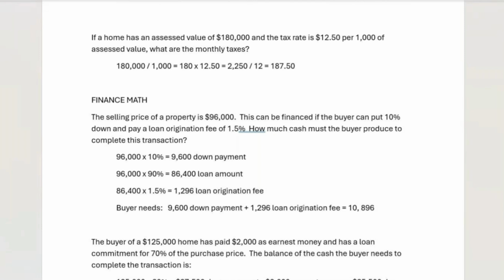$1,296 loan origination fee. So the buyer will need the down payment of $9,600 plus the $1,296 in loan origination fee. The buyer is going to have to produce $10,896 for this transaction.